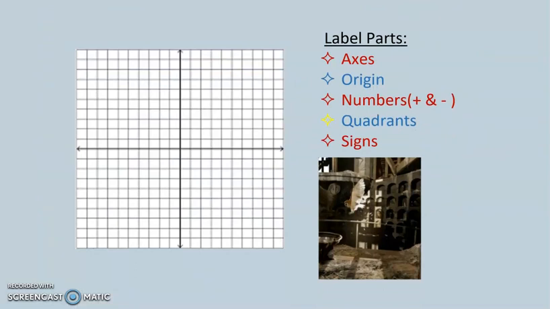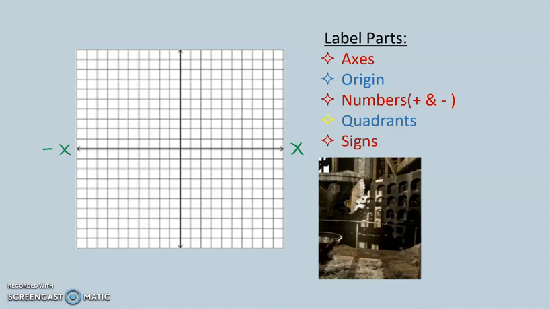So now let's actually put all of this onto the graph. The first thing that we're going to do is label our axes. If you remember, we said that the x-axis goes left and right. So I'm going to call this one x. And then over here, I'm going to call it negative x because it's where my x values are negative. And it just helps visualize later on where each of those points are.